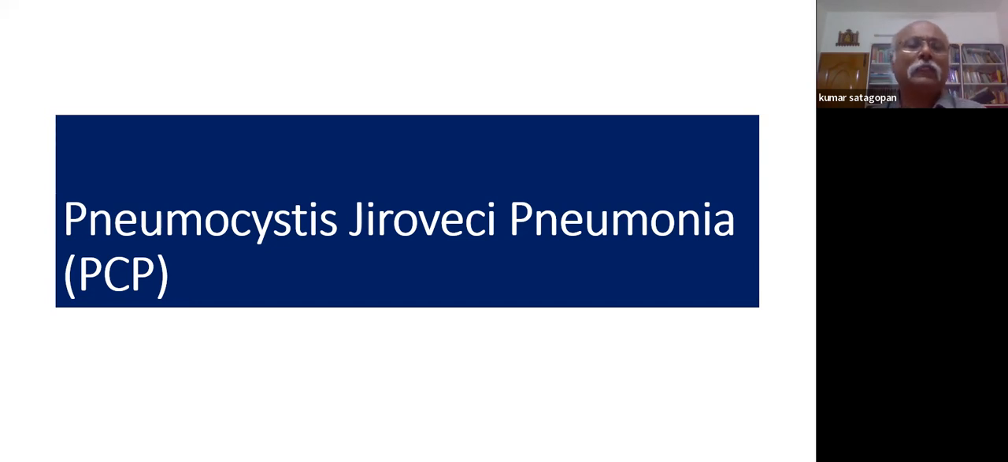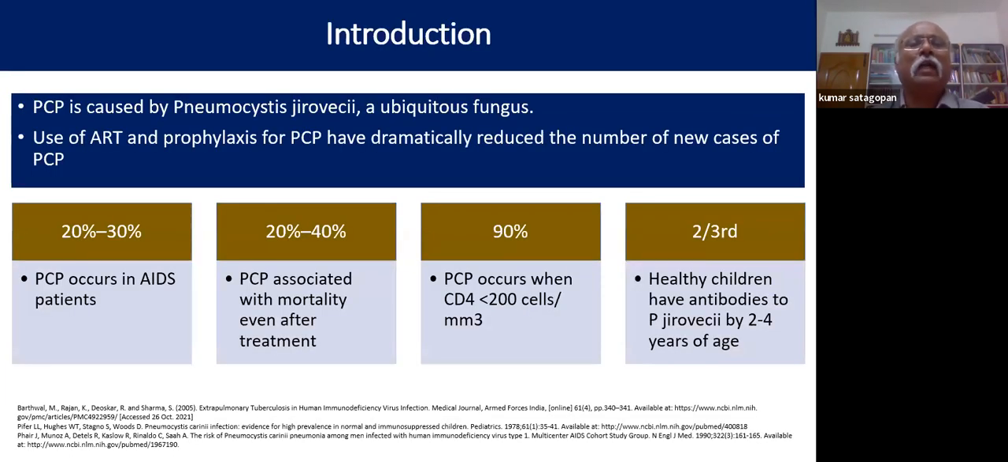Next slide. So this is a ubiquitous fungus. It is there everywhere. So using ART and PCP prophylaxis have dramatically reduced the number of new cases. So it has brought down dramatically. Because the ART is a miracle which has given such a quality of life to the patients, as well as longevity. So PCP occurs in full-blown AIDS.